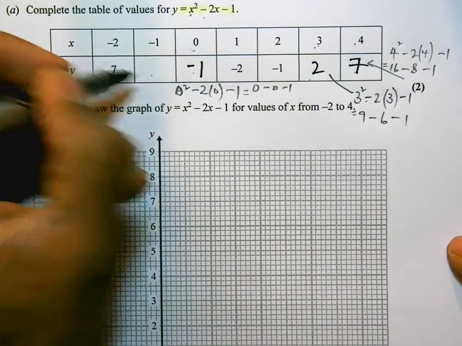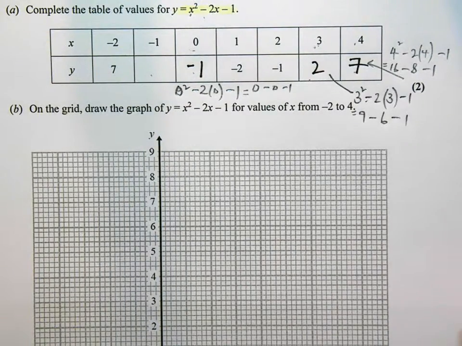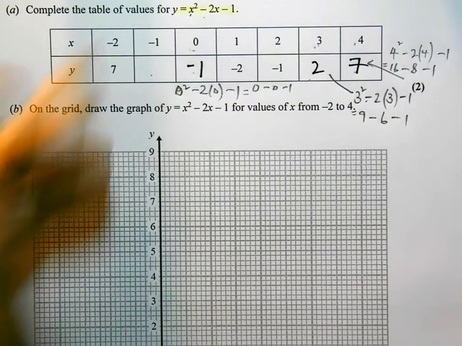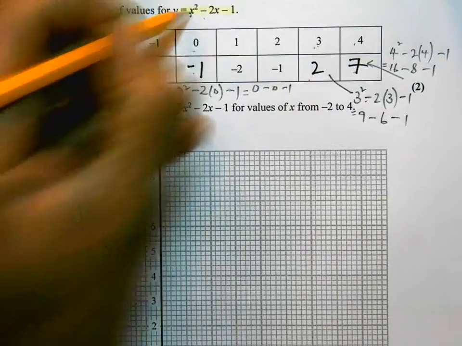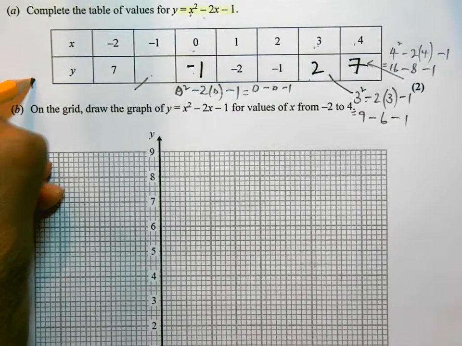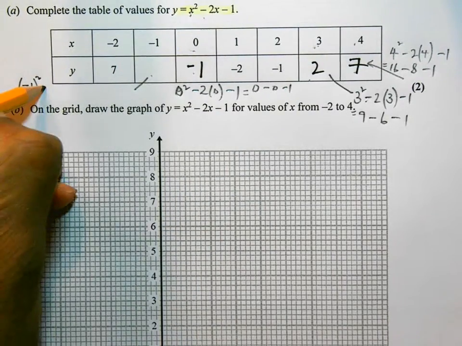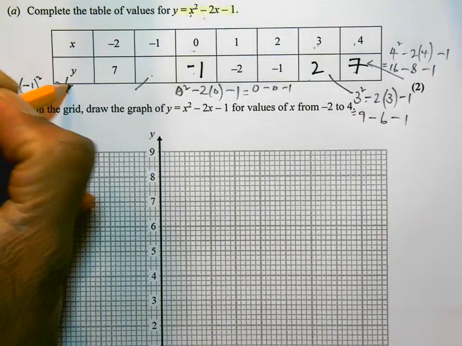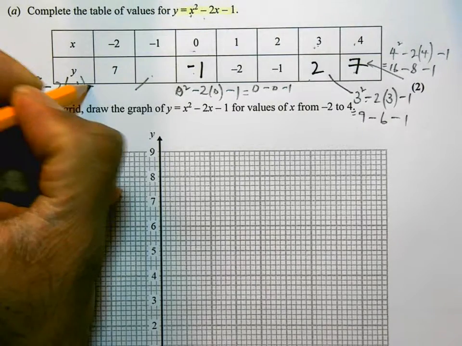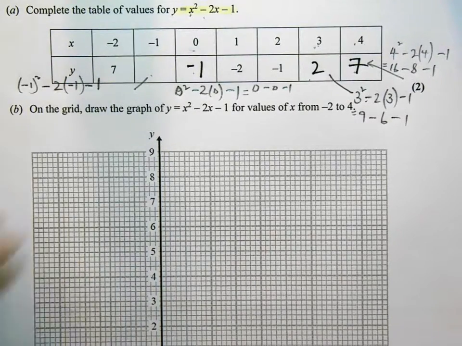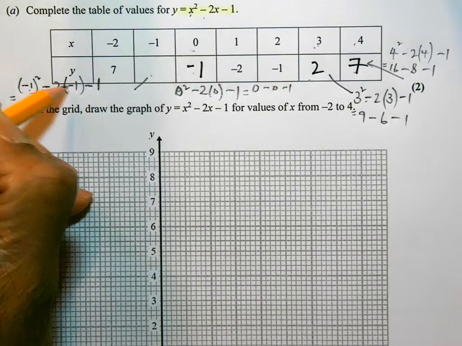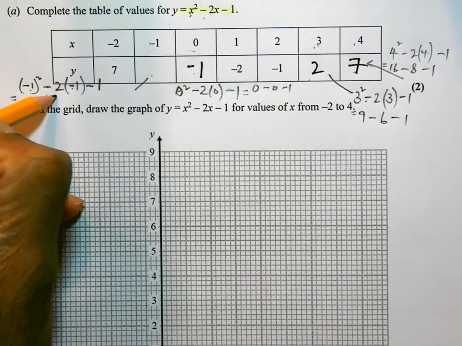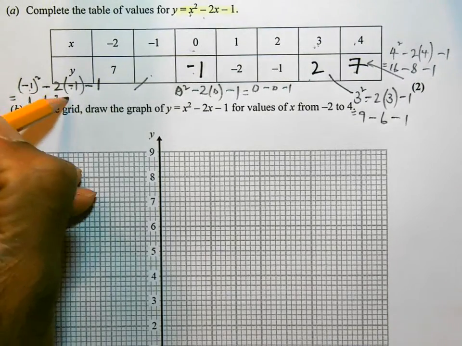And then finally, this is one of the most difficult ones, minus 1. Okay, use brackets throughout this. So minus 1 squared, take away 2 times minus 1, minus 1. Okay, so minus 1 squared is 1. Minus 2 times minus 1 is plus 2, and minus 1.